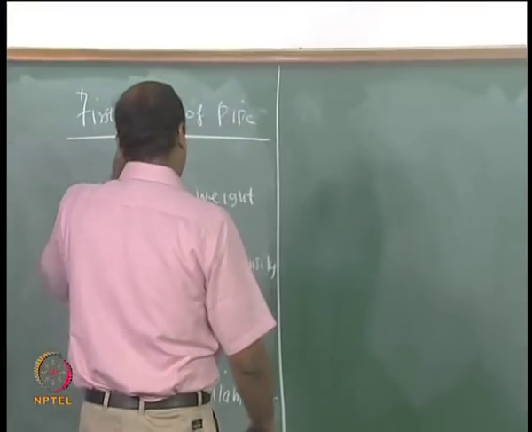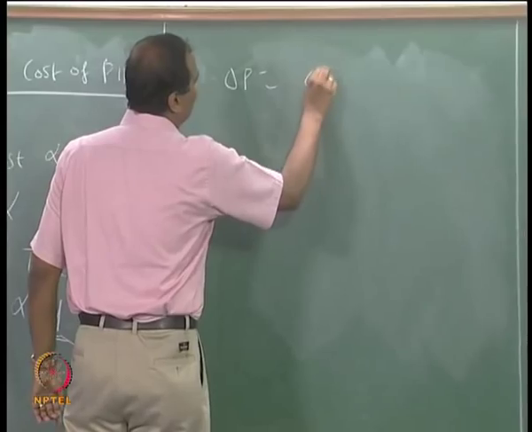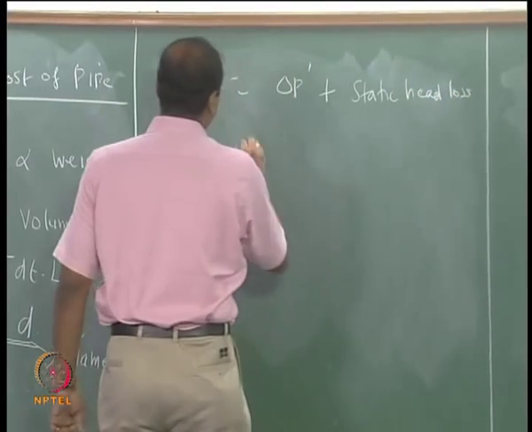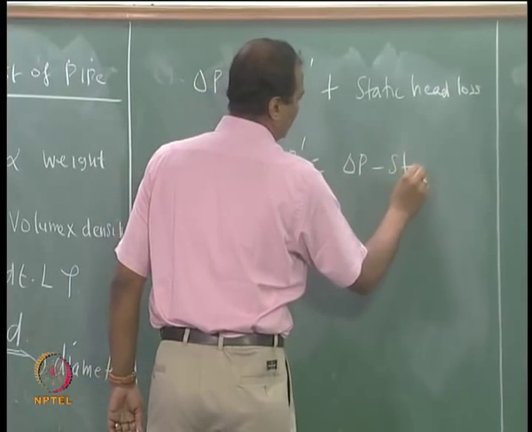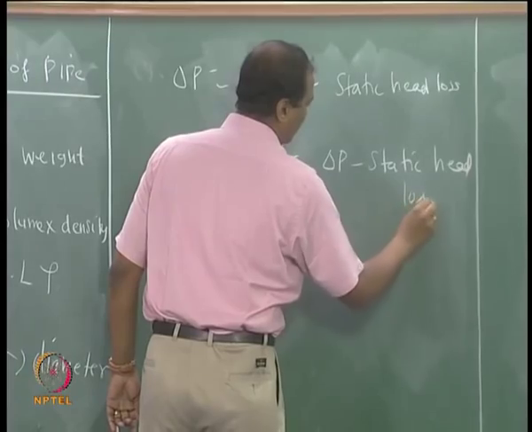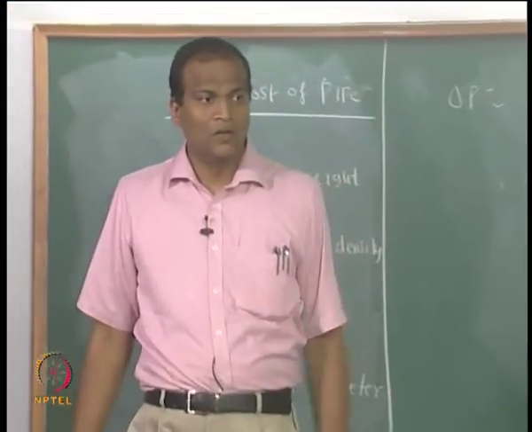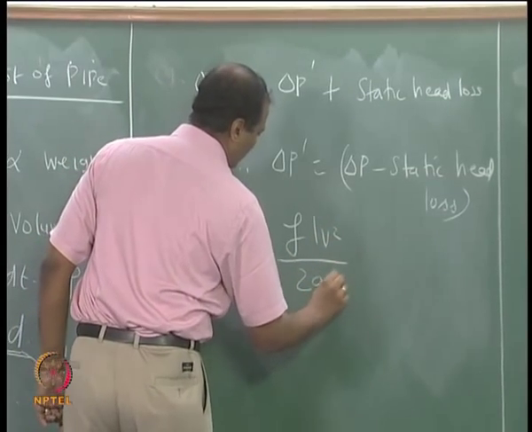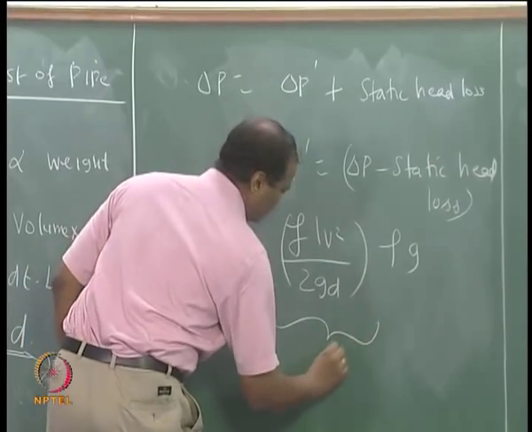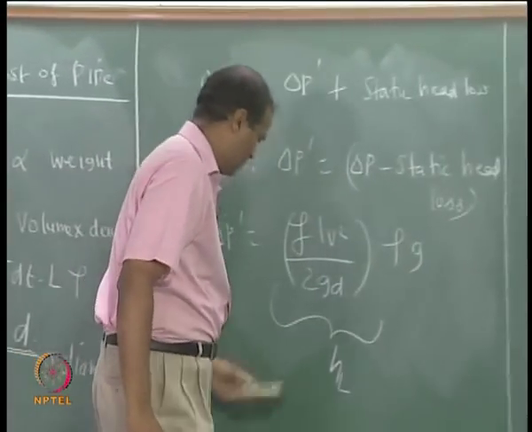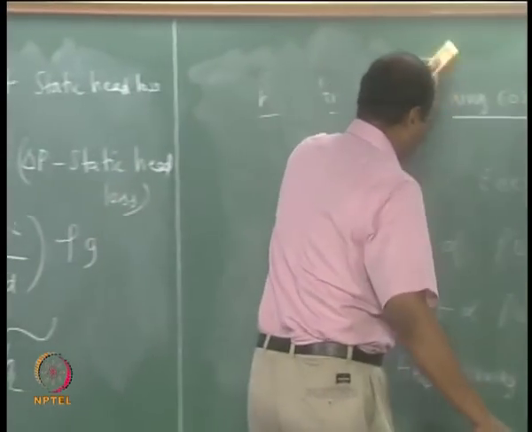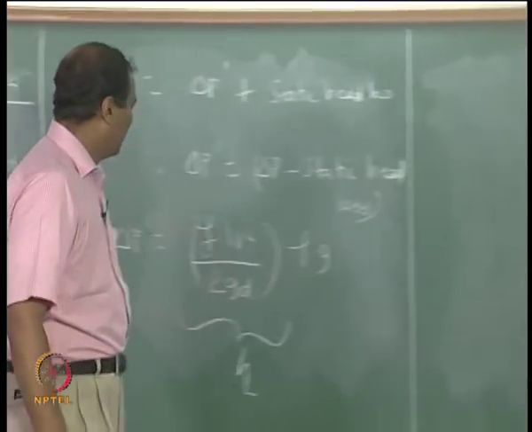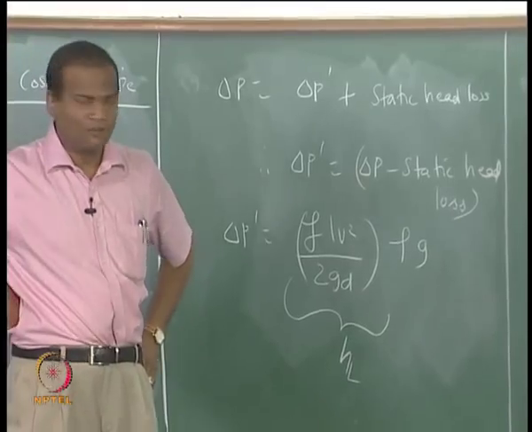Then we proceed. Now delta p will be equal to delta p dash plus static head loss. Delta p dash itself, okay. Now we do not know the V directly because we have specified only the mass flow rate.